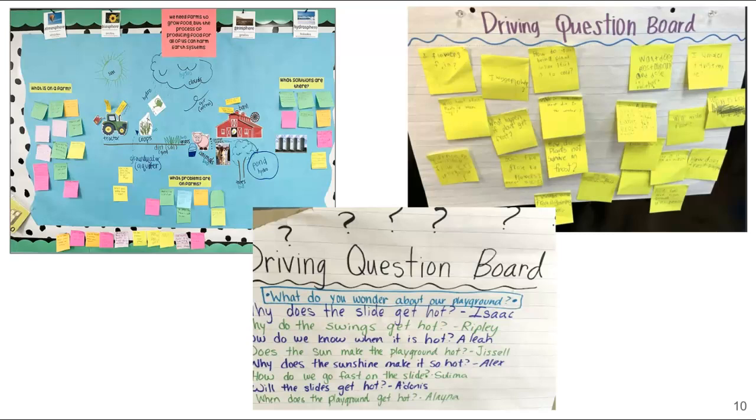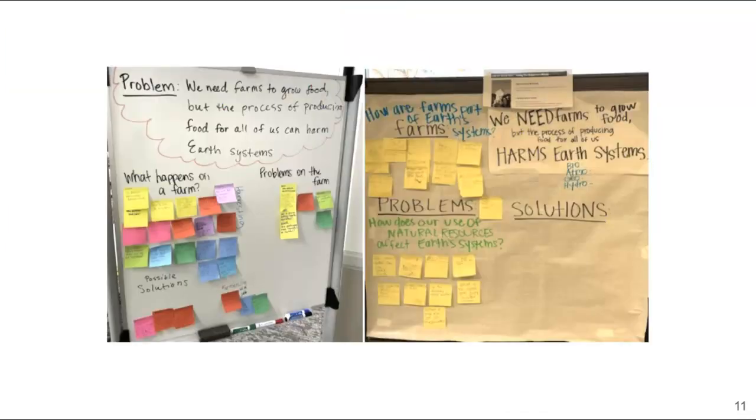Here are some examples of driving question boards from other K-5 units. They depict the students' questions in categories, some along with a drawn model from the unit. Some driving question boards are simple lists of questions or groups of sticky notes posted on chart paper. Teachers and students can manipulate and move around questions and label categories together.